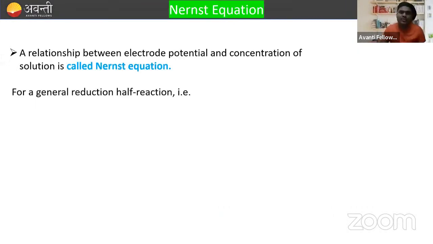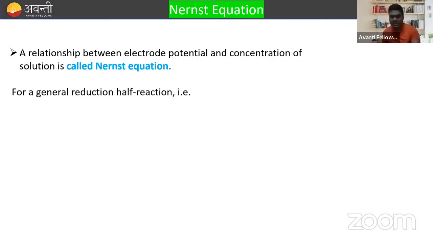So now we are going to study the Nernst equation because this one is very, very important from the exam point of view. So what is this Nernst equation? Basically, a relationship between the electrode potential and the concentration of the solution is called the Nernst equation. Because when you calculate the standard reduction potential, SRP value, it is important to note here that we calculate it only for those solutions which have a concentration of 1 molar and which are at 25 degrees Celsius temperature.